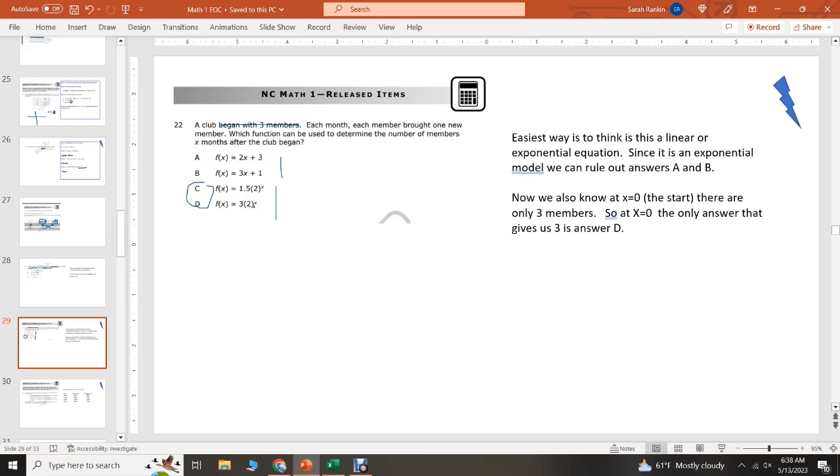Now let's plug x equals 0 into here. Well, anything to the power of 0 is 1. So this first equation is going to say we started at 1.5. This D equation is going to say we started at 3, which is what we want. So a little bit unconventional, but that's the easiest way to do this one.